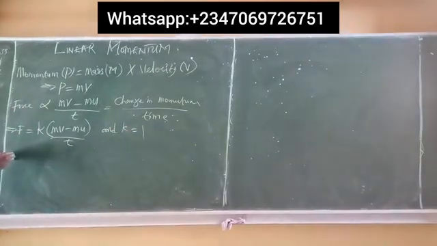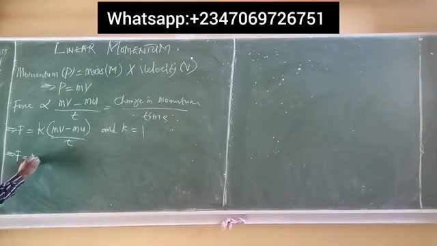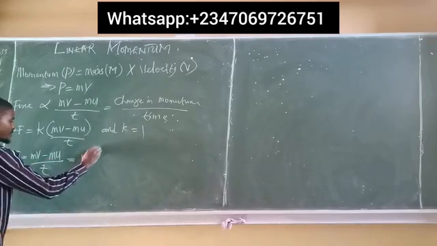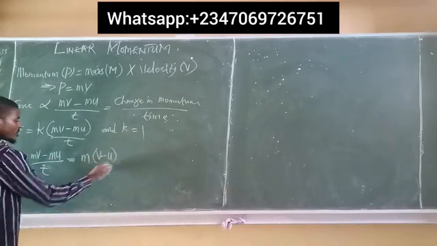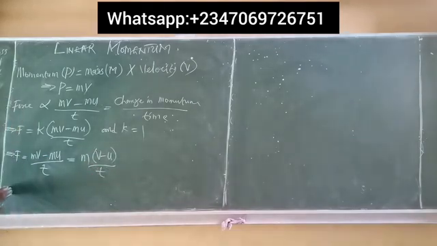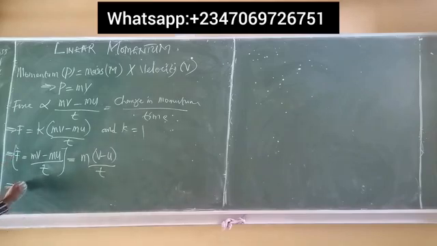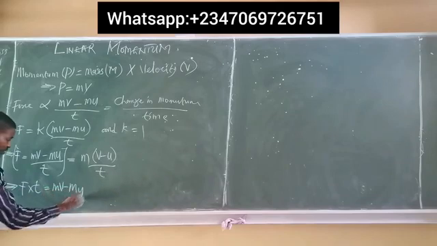So force is equal to the final momentum minus the initial momentum all over time. From here, we can factor out the mass of the object. It becomes m into v minus u all over t. Notice that from this part of the equation, we can cross multiply t by force, and we have that force times time is equal to mv minus mu.